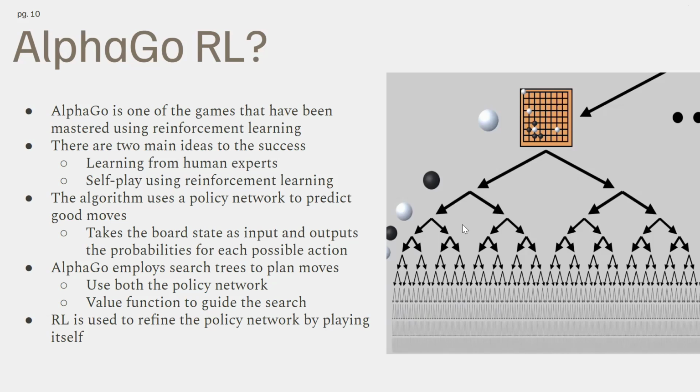And AlphaGo does employ search trees to plan moves, and it uses both the policy network and a value function to guide the search. And pretty much reinforced learning is used to refine the policy network by playing itself. So the more it plays itself, the more it will learn. And it also takes feedback from actual professionals in case there is something wrong that the algorithm didn't do right. But human feedback is very important when it comes to reinforced learning, and it will continue to do so to efficiently increase the possibilities of it learning.